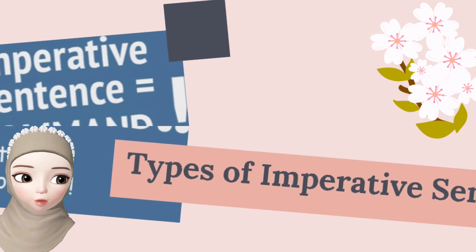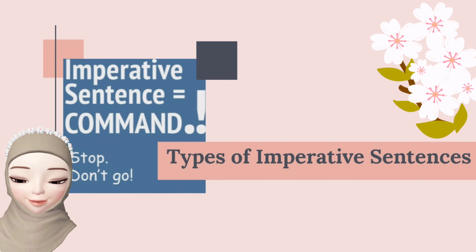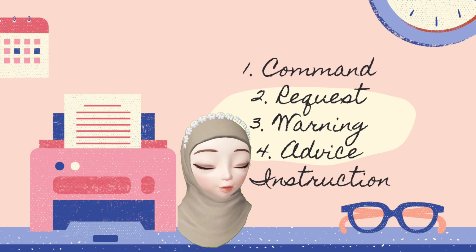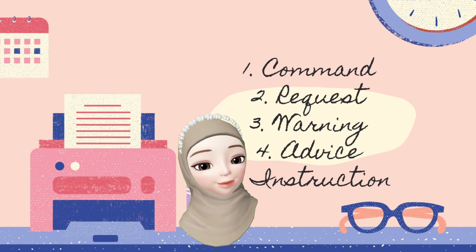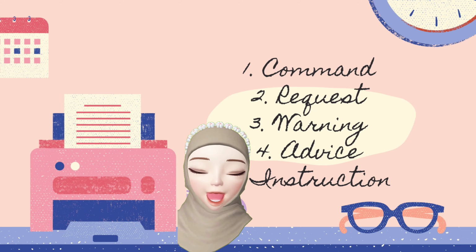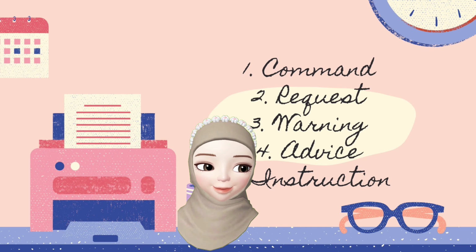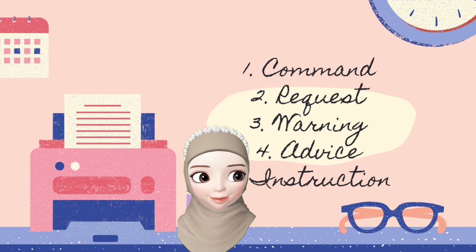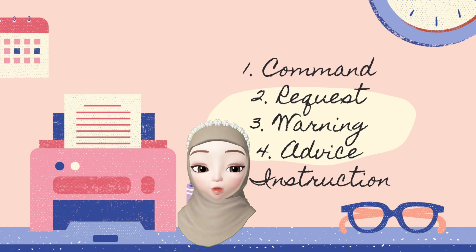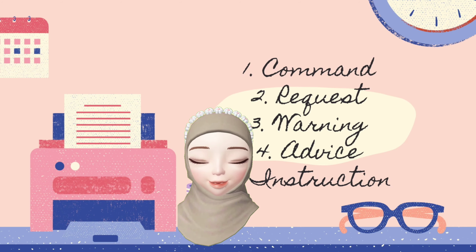So, what are the types of imperative sentences? Ada berapa macam jenis kalimat perintah? Okay, so there are 5 types of imperative sentence. The first one is command. Kalimat perintah yang benar-benar perintah, yang biasanya di akhir tanda seru ya. Yang kedua request, permintaan. The third is warning, peringatan. The fourth is advice, juga berupa saran. Dan yang terakhir instruction. Instruksi atau ya perintah juga sih masuk, tapi beda penekanan aja nanti ya.